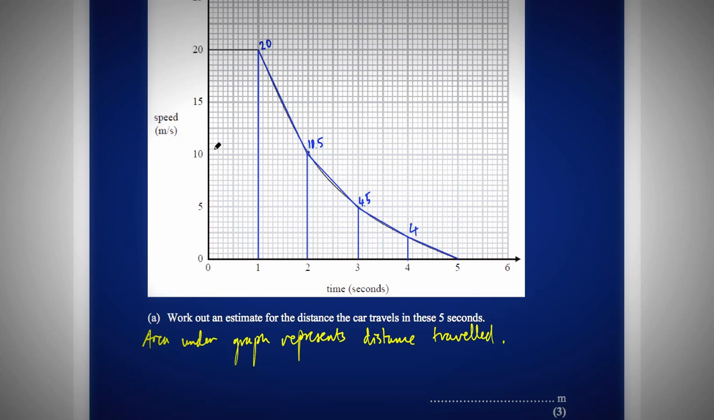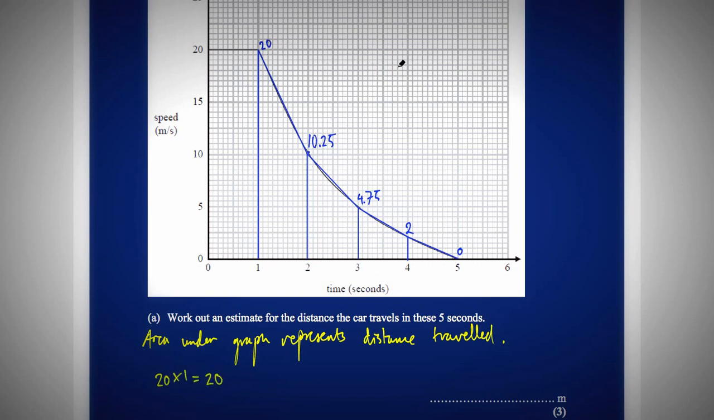I've been misreading the scale. That must be 10.5, 11, 11.5, 12, 12.5, 13, 13.5, 14, 14.5, 15. Yes, so this is 10.25 in fact. And this is, that would be 4.5, so 4.75. And this here is 2. And that's 0. So using those values, I've got a rectangle, which is 20 times 1.